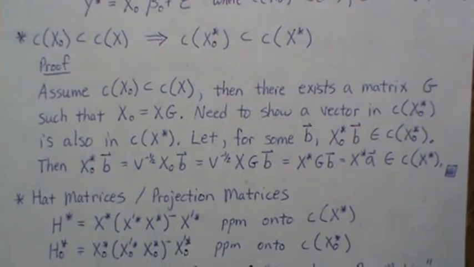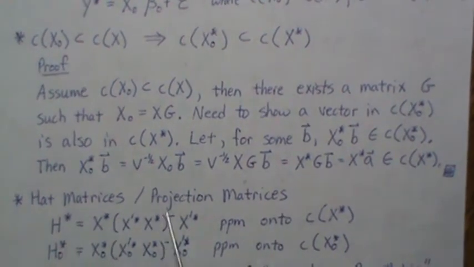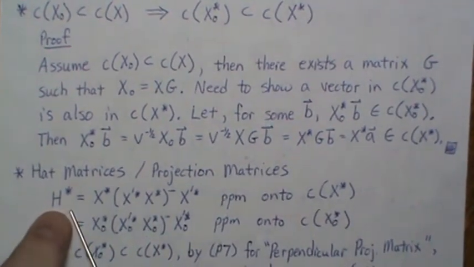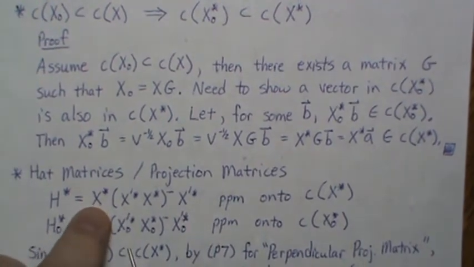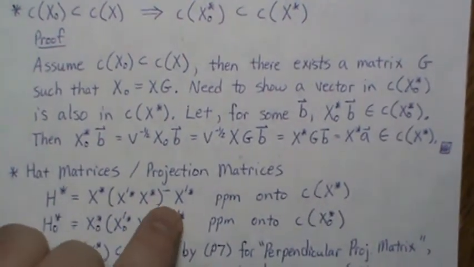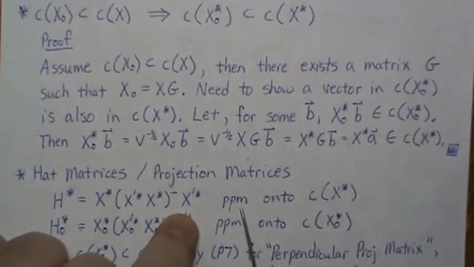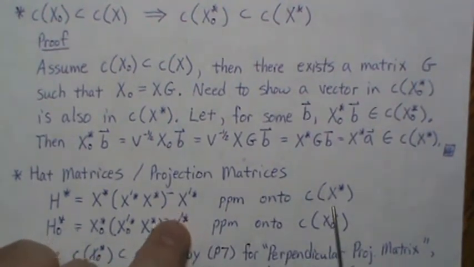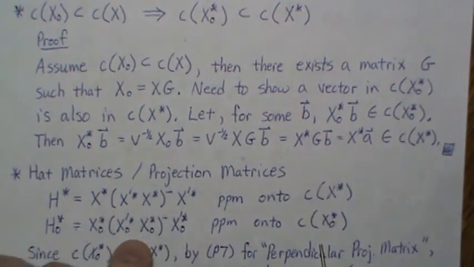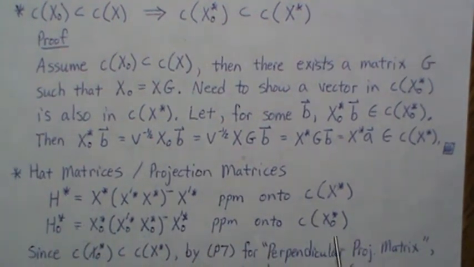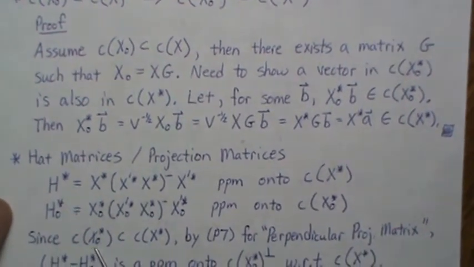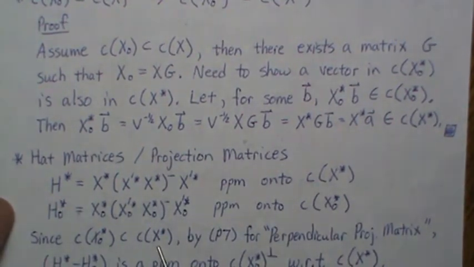So we need some background first. The hat matrices are also projection matrices, and we've been looking at this. The hat matrix for the full model is X star (X star prime X star) inverse X star prime. It's a perpendicular projection matrix onto the column space of X star. And the same for the reduced model, this H naught star is a perpendicular projection matrix onto the column space of X naught star. Now we do know that X naught star is a subset of X star.